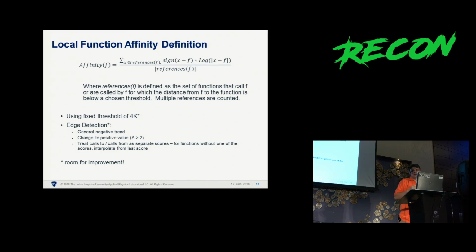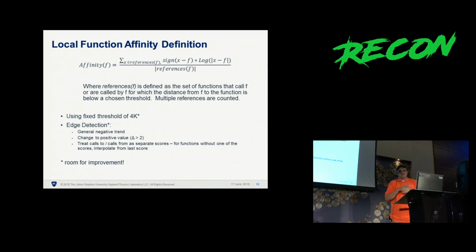The reason I'm doing log, if you're from a physics background, you might think inverse square would make sense here. It's kind of like that. I'm trying to promote functions that are closer to the function we're looking at, because functions that are closer are more likely to be in that same module versus functions that are farther away. Inverse square turns out to be too strong in promoting the functions that are close by.